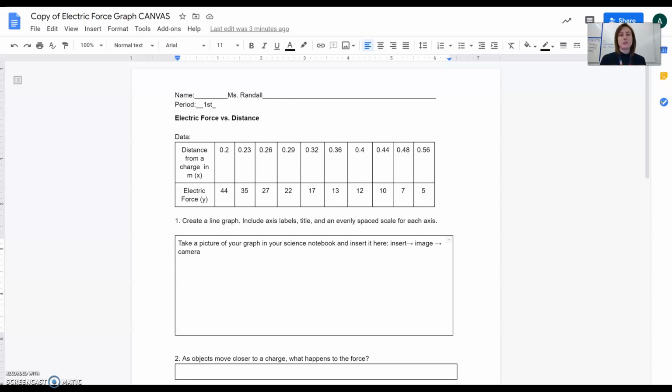Hi guys, I'm going to take you through this assignment, the electric force graph assignment. For this assignment, we're going to have to draw a graph in our science notebook, so I'll help you with that as well. But anyways, first I put my name and my class period at the top. Now I've got this data.